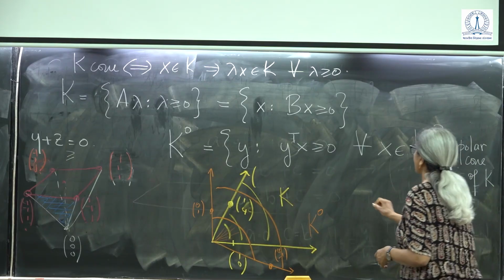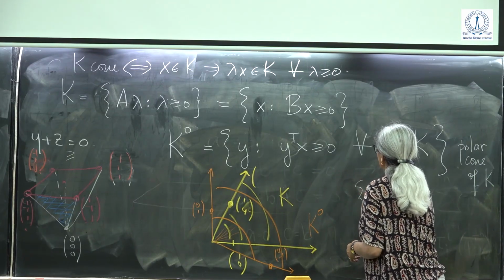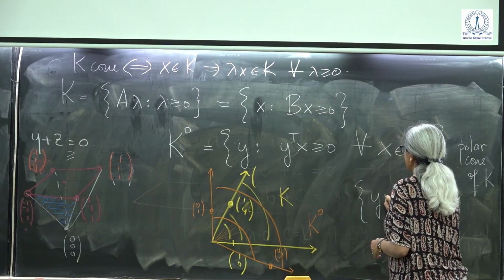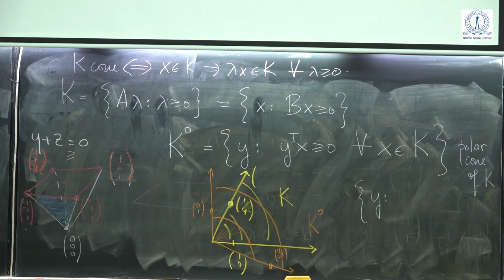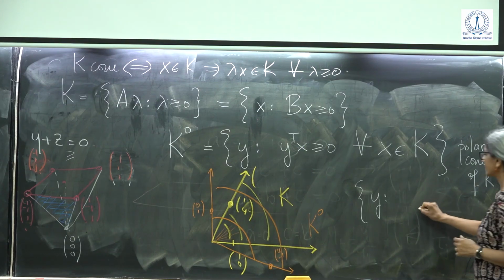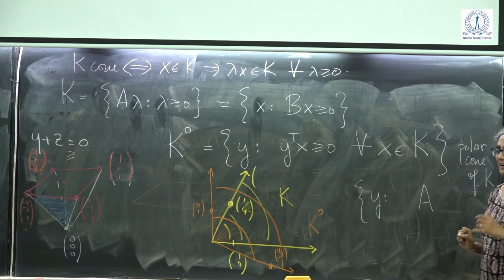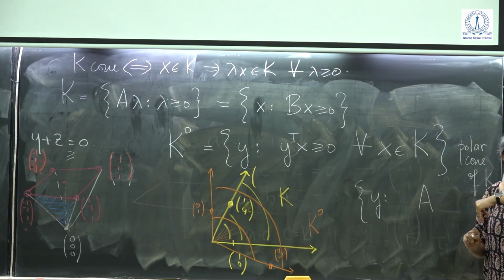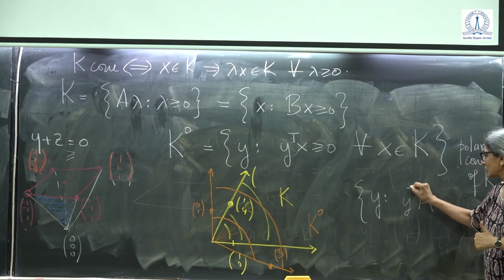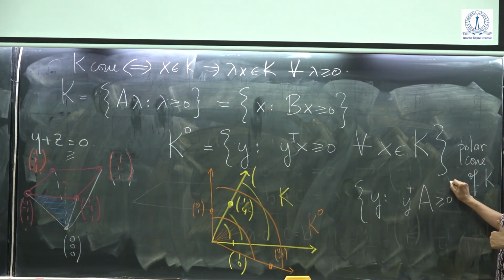So it should be K polar. Let's not write, we don't know what K polar is yet, but I certainly need all the y's such that it should make non-negative inner product with every column of A. So what's the matrix expression? So here's A. If I want to make inner products with columns, where should we put the y? y transpose. So this must be greater than or equal to 0. Okay?